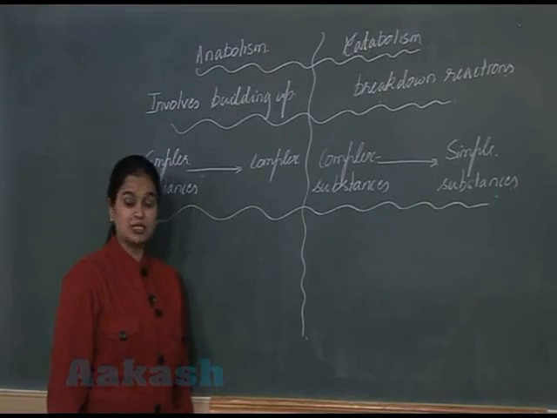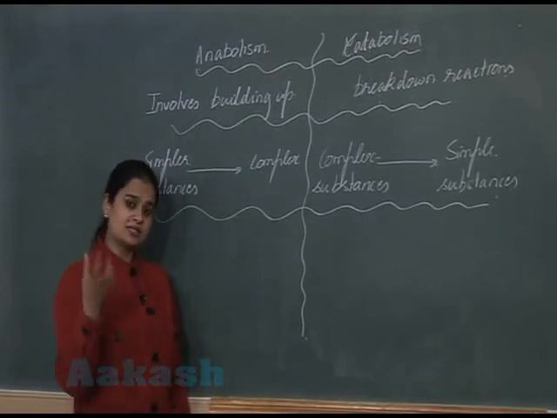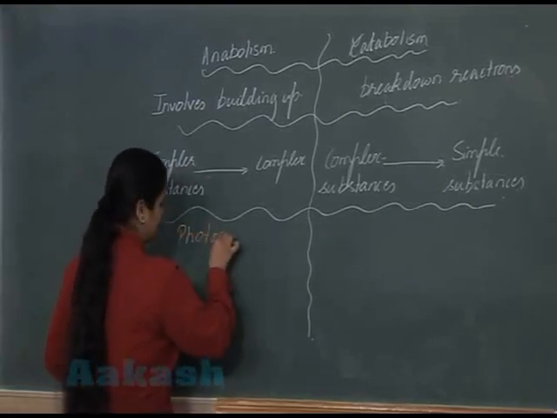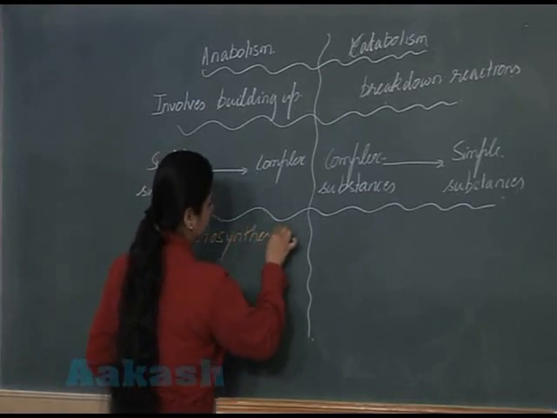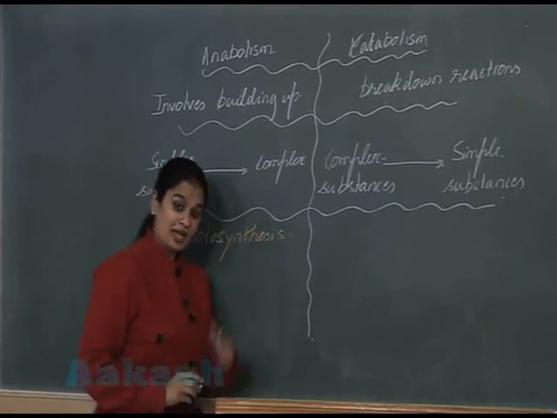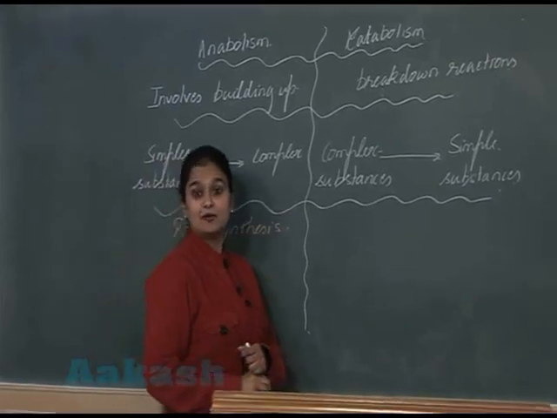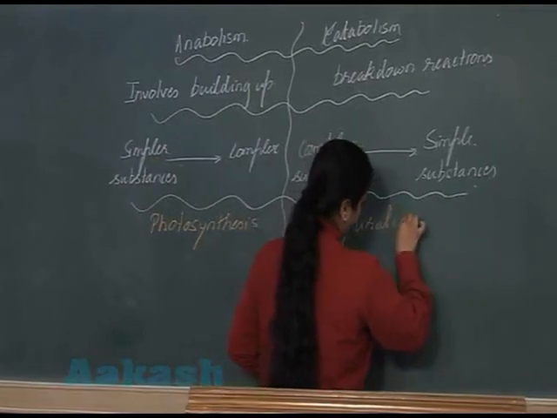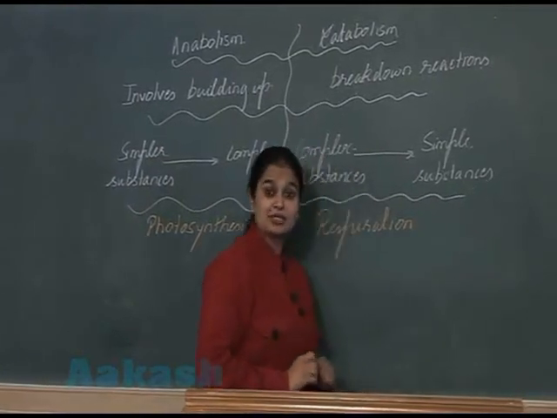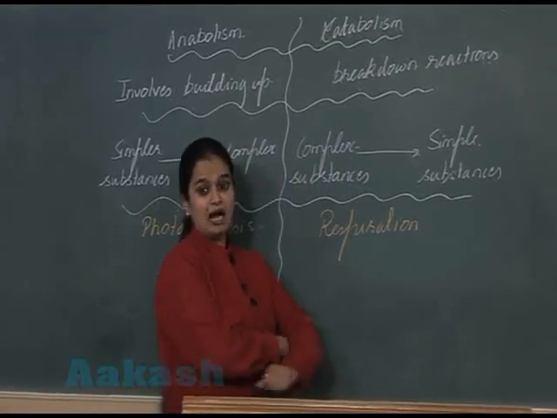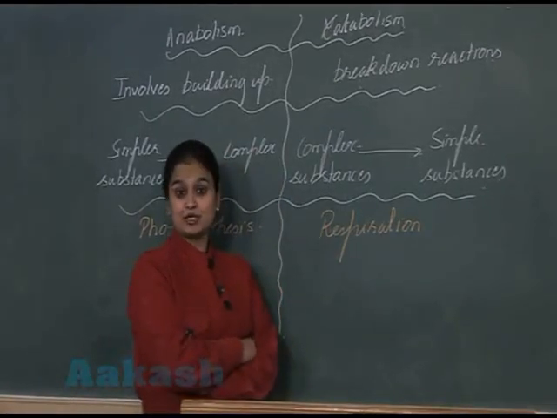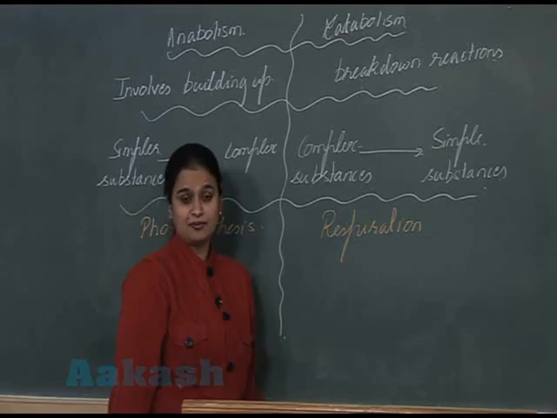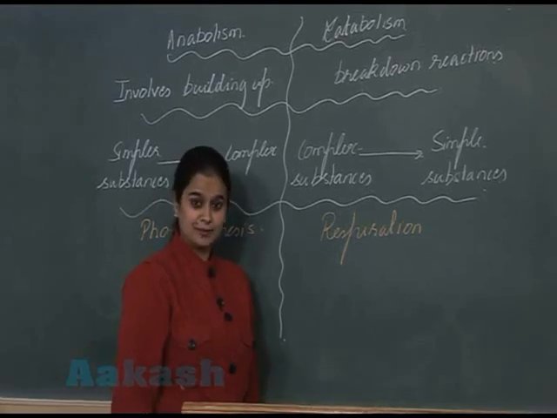Photosynthesis is a process performed by plants for synthesis of food. So here the example is photosynthesis. In catabolism, we can cite the example of respiration. Through respiration, there is breakdown of food. After the breakdown of food, there is production of energy. This energy is utilized by the organism for its different activities.